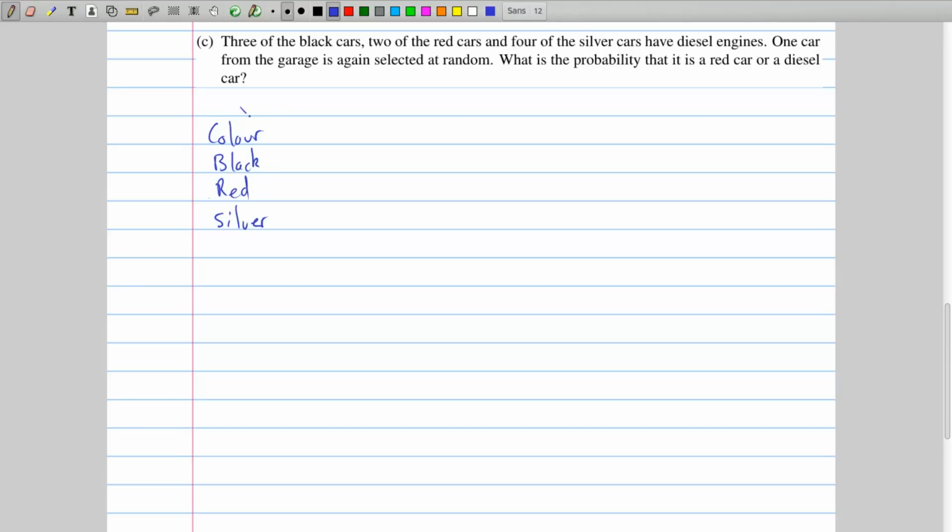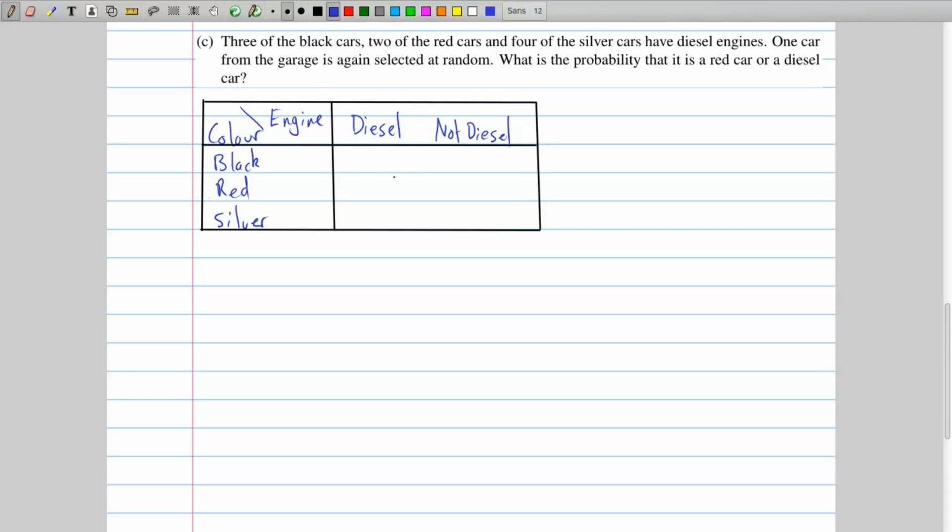And there's now also engine. And the option is either diesel or not diesel. Now we're told that 3 of the black cars have diesel engines, so you put a 3 there. 2 of the red cars, 4 of the silver cars have diesel engines. Then, because the only other option is not diesel, that means that there are 2 black cars that are not diesel, because remember there are 5 black cars in total, so if 3 of them are diesel, then 2 of them have to not be diesel.